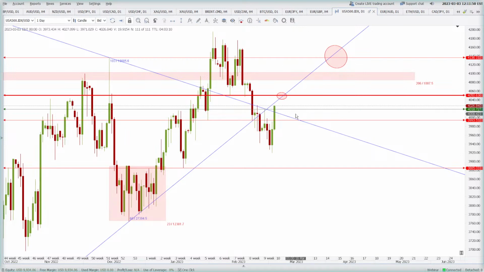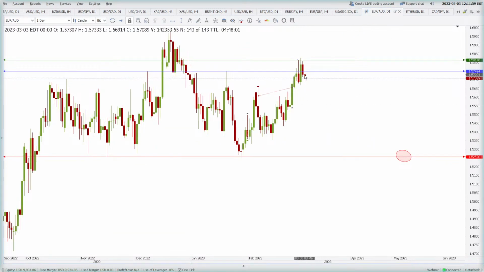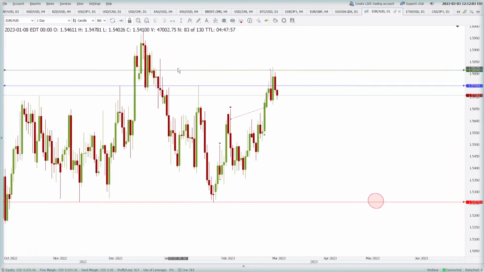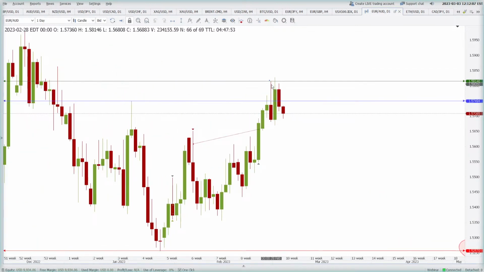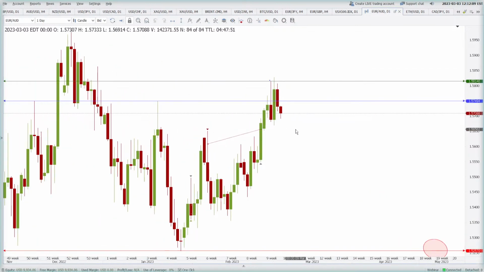Alright guys, on the downside we have 4018 as a very good support. Now maybe 4050 will act as a very good resistance. EUR/AUD, okay, 1.5814 acted as a resistance. We had this level already on our chart, I think from this high from this week only.